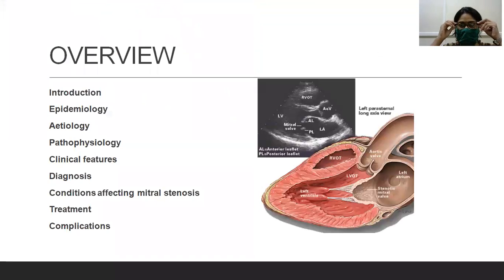I'll give you a little bit of introduction first, followed by epidemiology, 2 lines about the etiology, a little bit about pathophysiology. I'll elaborate the clinical features, both the symptoms as well as signs. Then I'll tell you how to diagnose, what investigations are used. Then a few conditions which affect mitral stenosis, namely atrial fibrillation, pulmonary hypertension, and pregnancy, because those are the 3 important side subheadings in this topic.